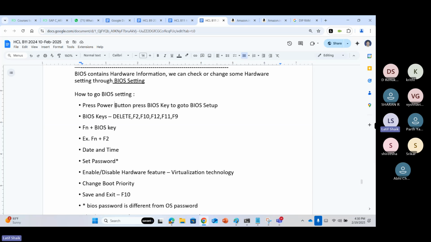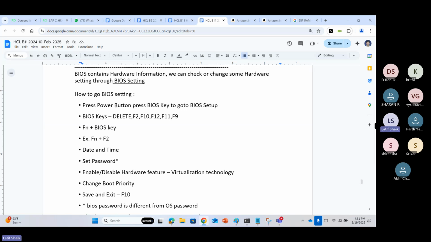In the olden days, we used the Delete button to get into the BIOS. Other than that, different systems have different types of keys to enter into the BIOS. Okay, you can change your date and time once you have entered into the BIOS. Using the BIOS key you will go in. So once you are inside, you can change date and time.